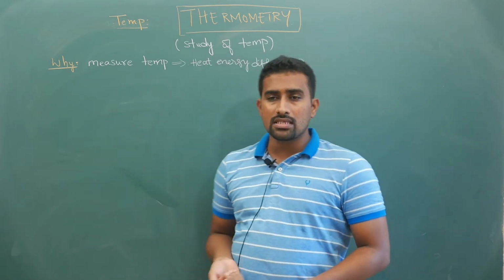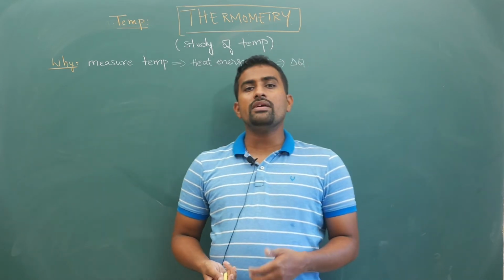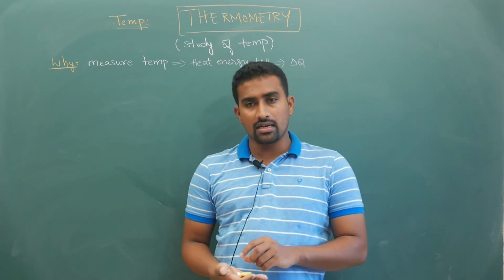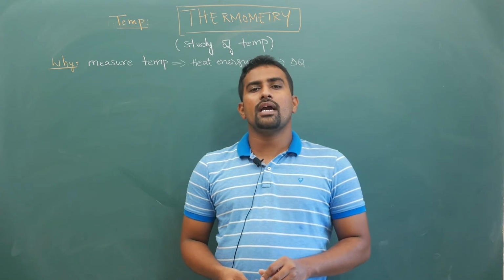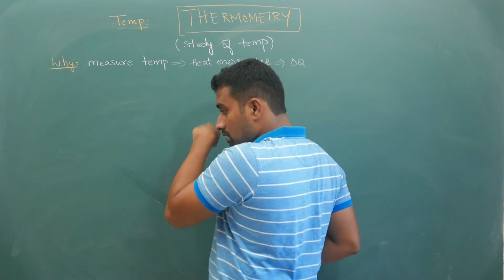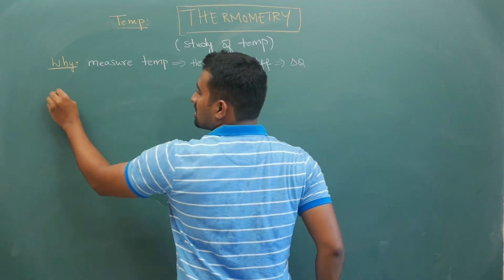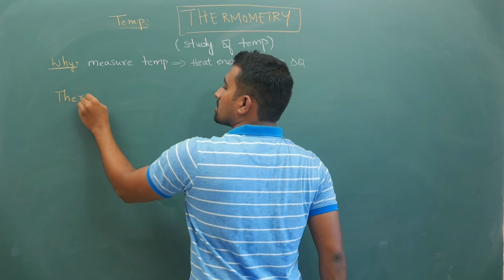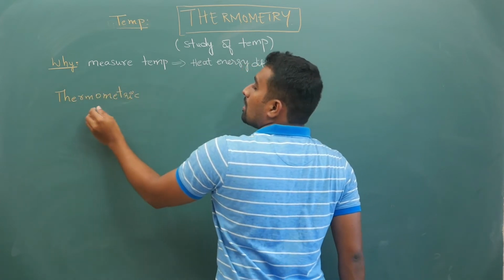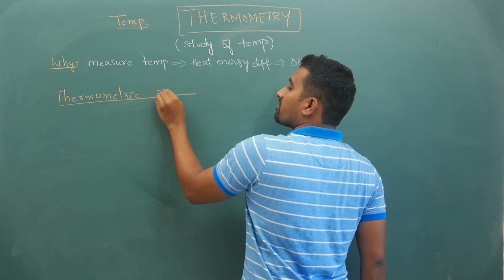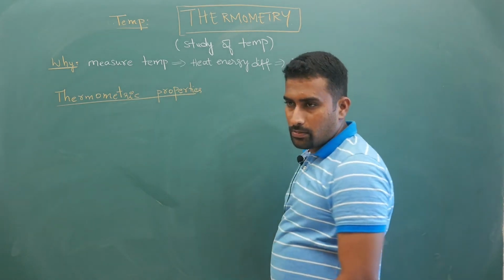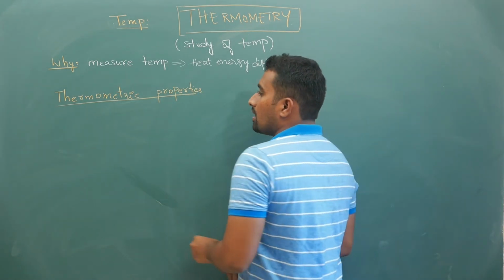So to measure this temperature, can we measure it directly? No, we cannot directly measure the temperature. So what we will actually use are what are called thermometric properties. To measure temperature we will use the idea of thermometric properties. What are these thermometric properties? I will tell you.